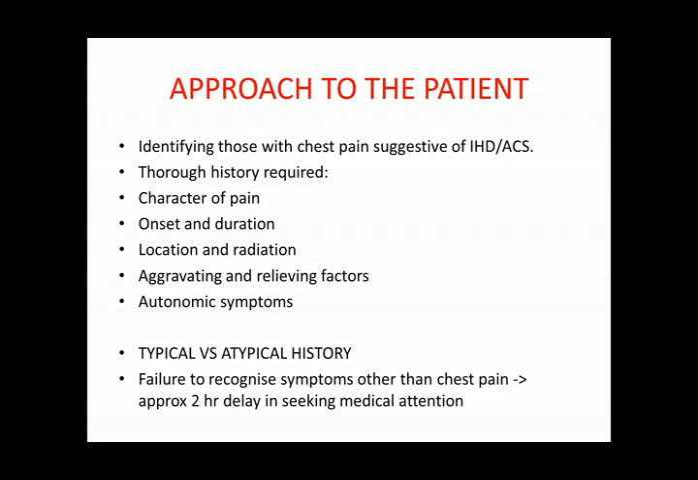Now, the approach to the patient is identifying those with chest pain suggestive of ischemic heart disease or acute coronary syndrome. A thorough history is required. What happened? Character of the pain, onset and duration, location and radiation, aggravating and relieving factors, autonomic symptoms, nausea, vomiting, diaphoresis, typical versus atypical history of the person, the failure to recognize symptoms other than chest pain, approximately a 2-hour delay in seeking medical attention.